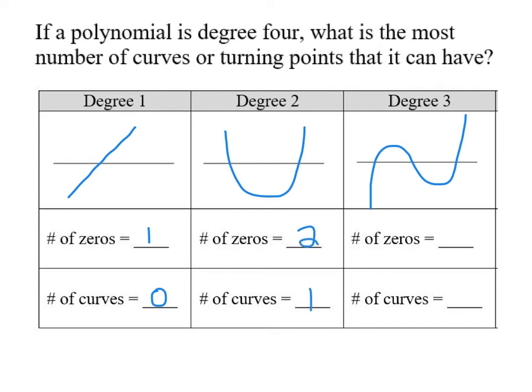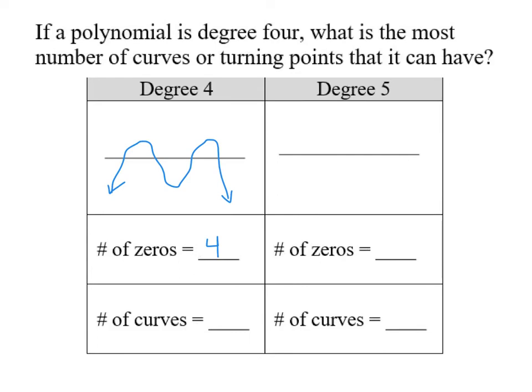And of course, we need 1 curve to be able to have 2 zeros. And if we have 3 zeros, we need 2 curves, right, to be able to curve back and then curve back up. So what is the most number of curves or turning points that a 4th degree polynomial can have? Hopefully you said 3, right? Because if it can have 4 zeros, that means it can turn 3 times, once and twice and then 3 times. And of course, do we even need to draw the last one? The pattern is very clear, right? Every time you add a zero, you're going to have to have another curve. So there always appears to be 1 fewer curve than the number of zeros that we can possibly have.